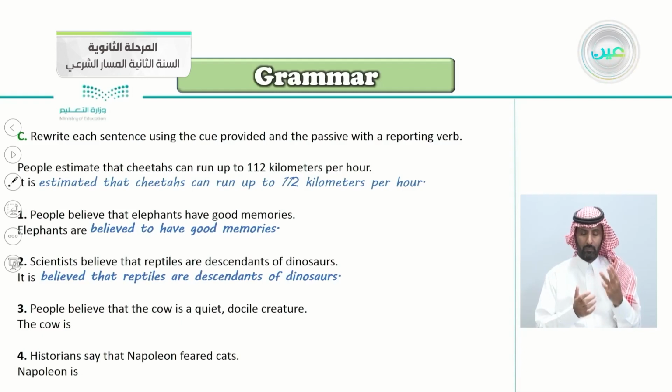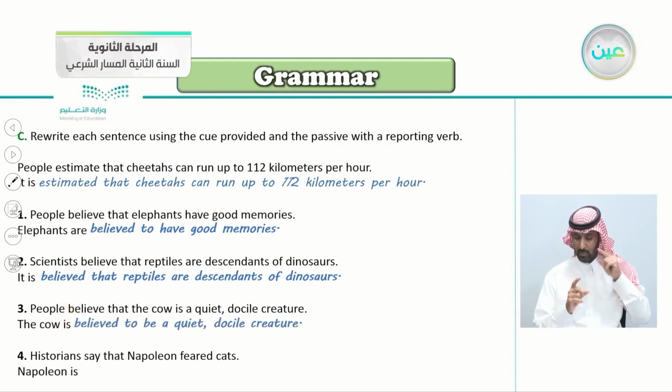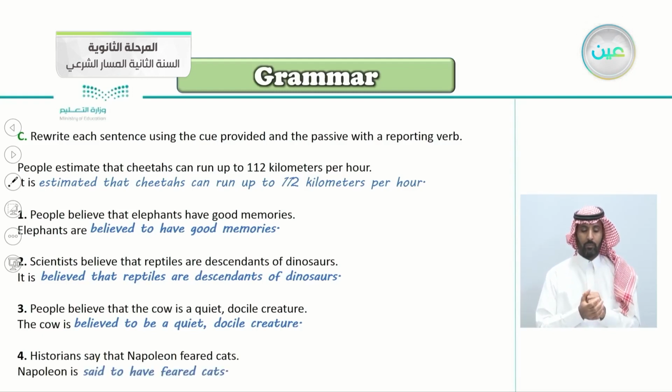Number three, people believe also that the cow is a quiet, docile creature. So what do we say here? The cow is believed to be a quiet, docile creature. Number four, historians say, this is different here, that Napoleon feared cats. So we say Napoleon is, and the verb say, yes, is said to have feared cats. We say Napoleon is said to have feared cats.